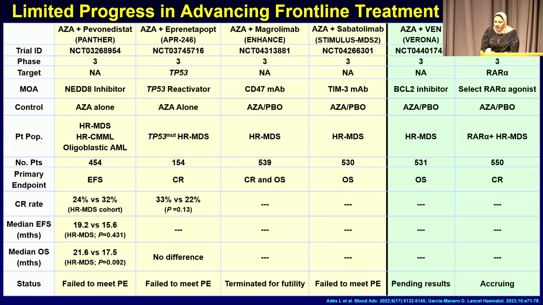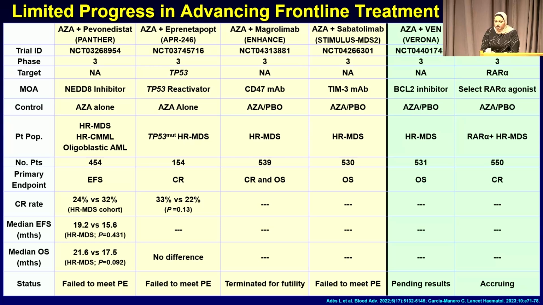There have been extensive efforts to advance the frontline treatment of higher risk MDS beyond HMAs, with an exhaustive list of failed studies. Recently, there have been 6 randomized phase 3 studies comparing AZA doublets to AZA monotherapy. And despite encouraging phase 1-2 studies, 4 of these phase 3 studies failed to achieve their primary endpoints, including pevonedistat, APR-246, magrolimab, and sabatolimab.